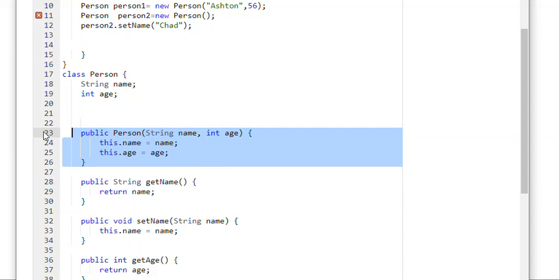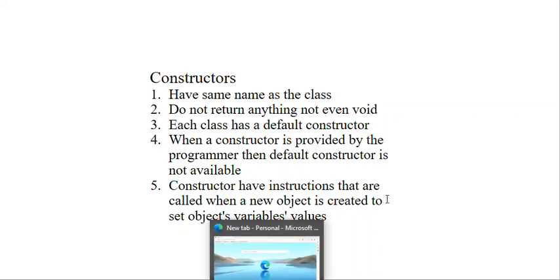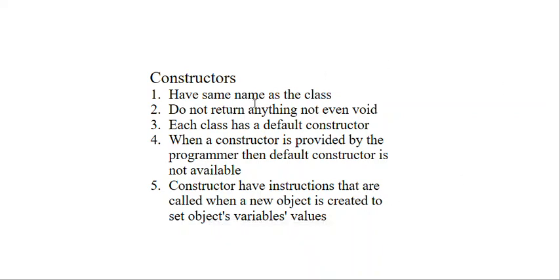So let's put a summary of what we have learned in this particular discussion. Let's review a few things. Constructors have the same name as the class. Constructors do not return anything, not even void. Void means I am returning nothing, so we don't even have any intention of returning either void or anything else. So they do not even have a return statement. Each class, when you define it, is given a default constructor, but when a constructor is provided by the programmer, then the default constructor is not available anymore.